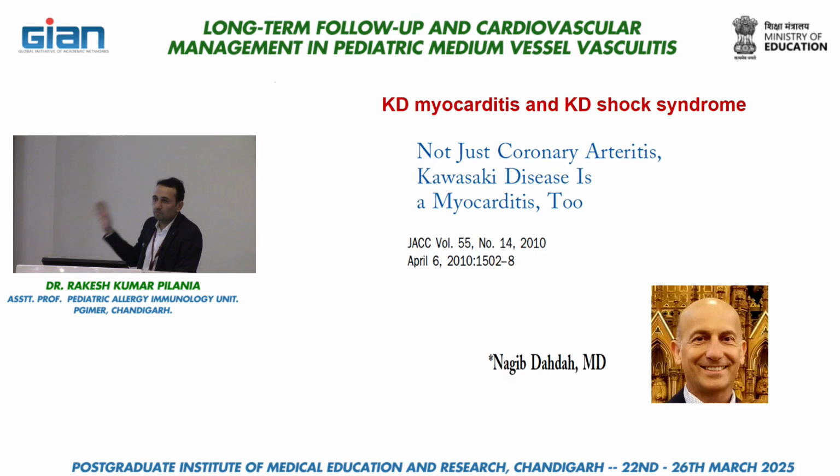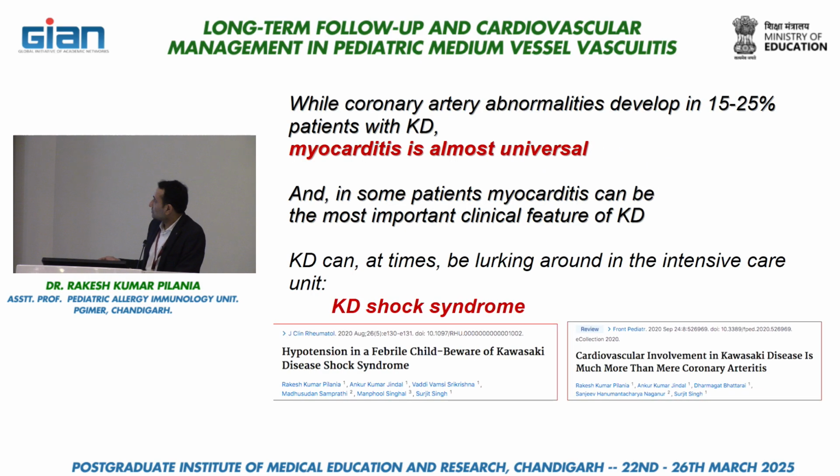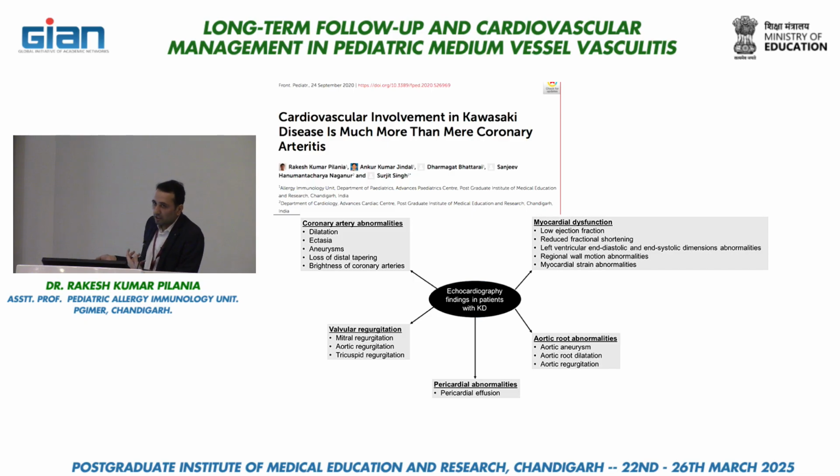It is almost always there in all patients, but symptomatic myocarditis is seen in almost 5 to 10%, who can present with cardiovascular collapse or hemodynamic instability. While coronary artery abnormalities develop in 15 to 20%, myocarditis is almost universal, and sometimes patients present to pediatric ICUs or emergencies like a KD shock syndrome. As highlighted by Professor Suda also, cardiovascular involvement is not limited to coronary artery abnormalities. We can have myocardial dysfunction, valvular regurgitation, aortic root abnormalities, and pericardial abnormalities.